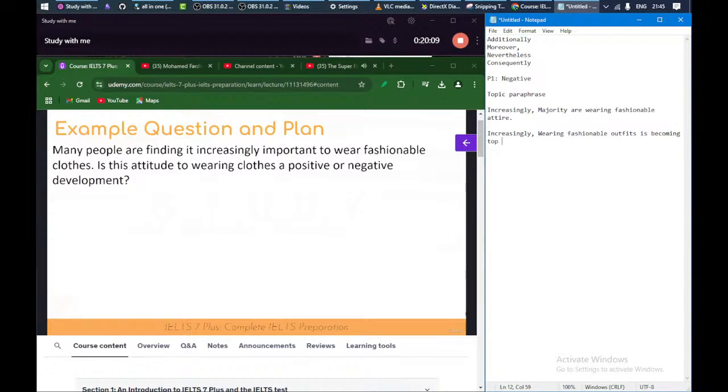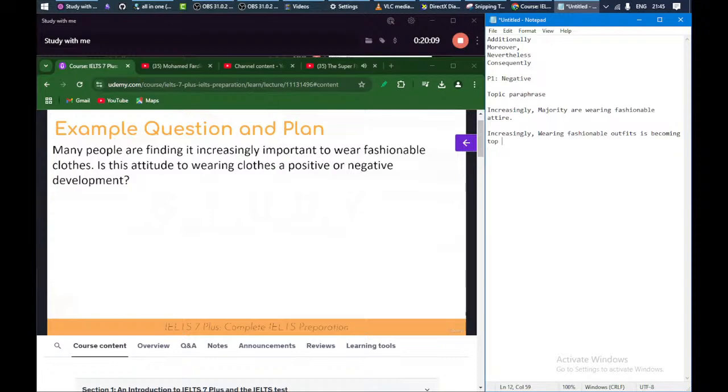Okay, is there any other positives? I could say also fashion is an important part of the economy. So it's a job for some people. It makes some people money and therefore they have jobs in it. So if people want to wear fashionable clothes, they're actually supporting people's jobs.